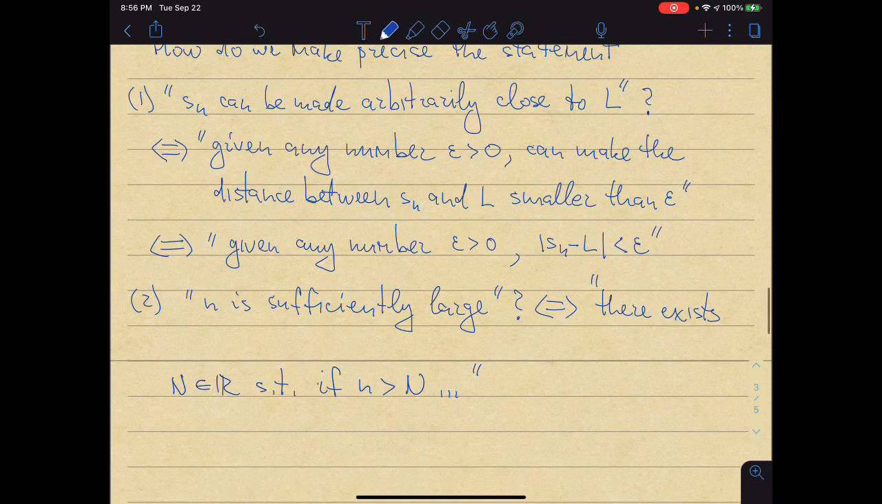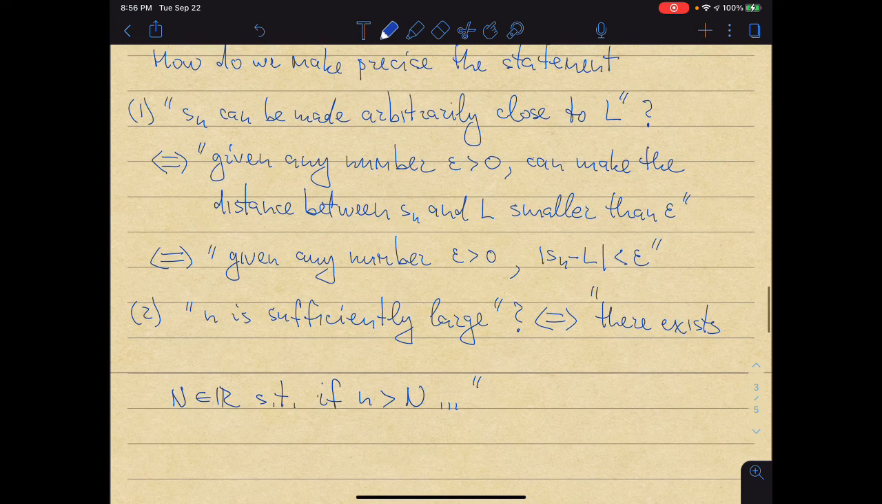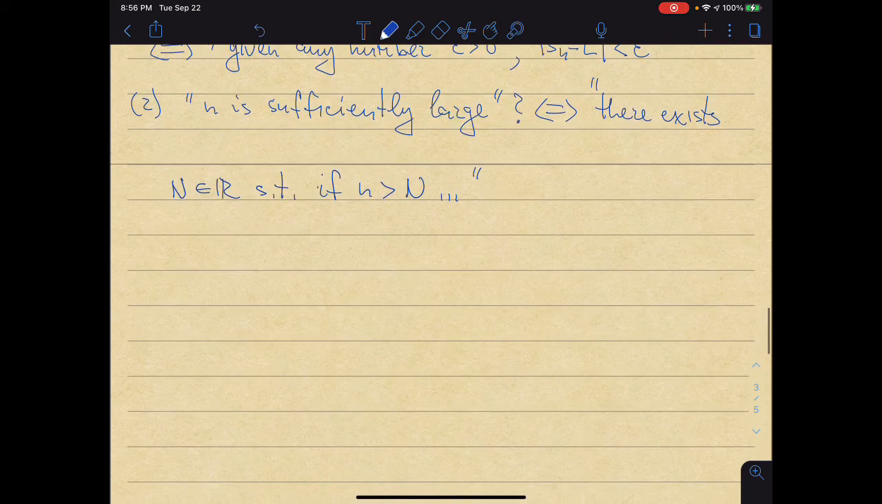So to recap what I just said, Sn can be made arbitrarily close to L means that given any epsilon greater than 0, I can make Sn minus L less than epsilon. And saying that n is sufficiently large means that there exists some threshold number capital N, such that if I take n bigger than capital N, then something is going to happen. And so given these, let's now translate the definition of a limit.